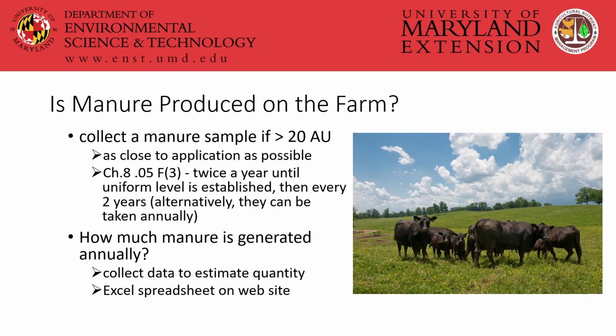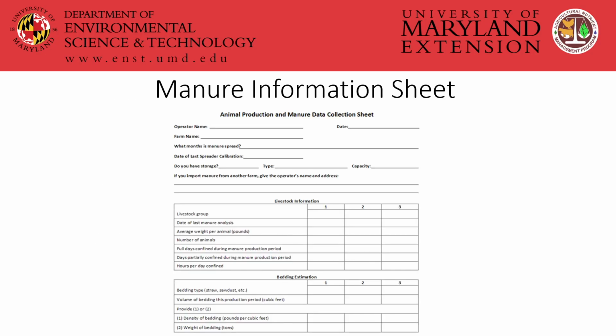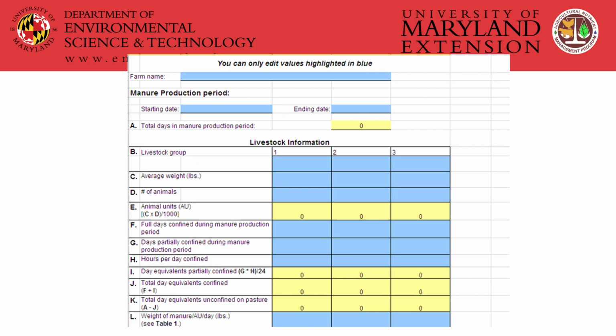And you'll need to find out how much manure is generated annually. So you have to collect some information, figure out what's being collected. We have a nice Excel spreadsheet on our website. I'll show you that in a minute. Here's a data collection sheet, again, to help you make sure you have all the data that you'll need for that spreadsheet. It also asks if they've calibrated their spreader. That's kind of separate. But you really need to know, you can't see this very well, so I'm just going to click forward and talk about it here.